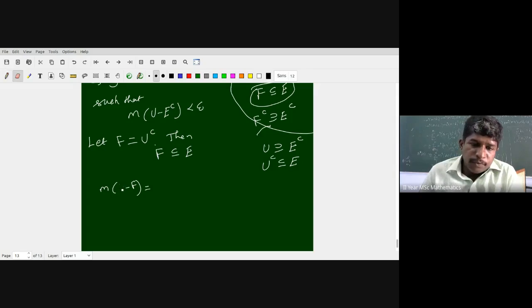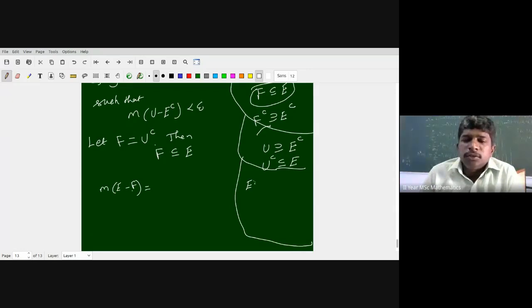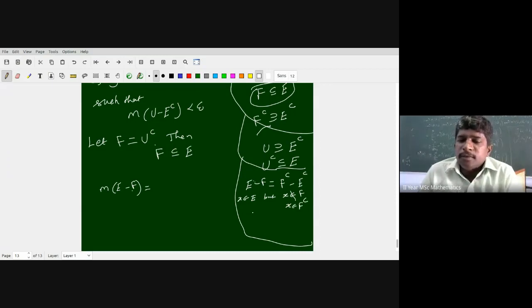E minus F is the same as F complement minus E complement. How can you prove this? If we take x in E but x not in F, then x is in F complement. And x in E means x not in E complement. So x belongs to F complement minus E complement.